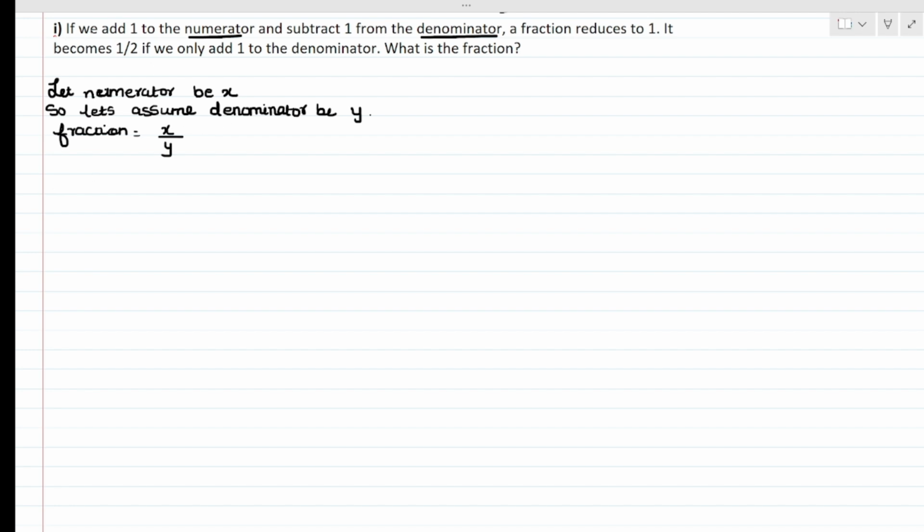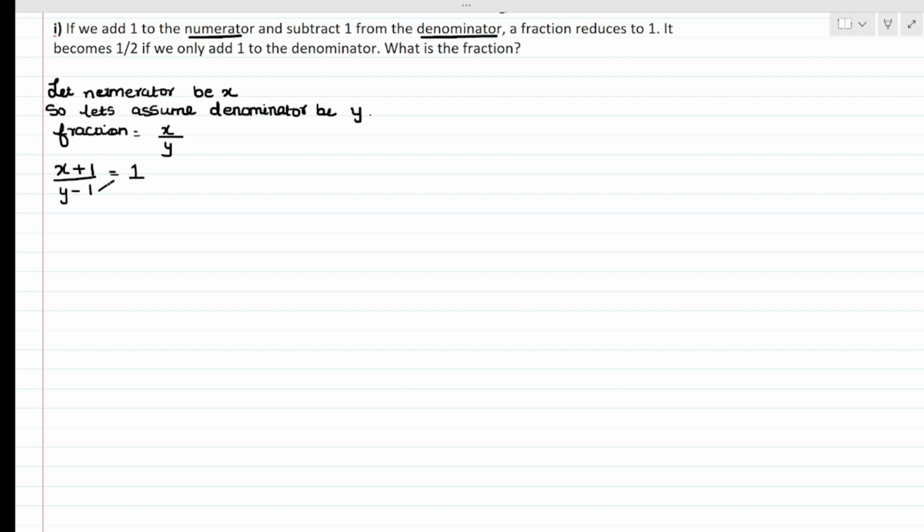Now, what does the question say? We are adding 1 to the numerator and subtracting 1 from the denominator. That means our expression will become x plus 1 over y minus 1. As the wording says, write accordingly: adding 1 to the numerator, subtracting 1 from the denominator. And my fraction reduces to 1, that means it will be equal to 1.